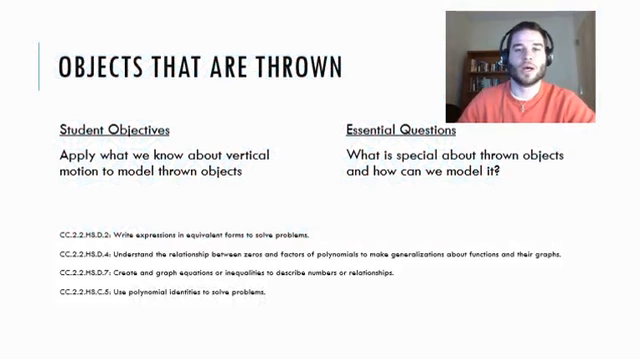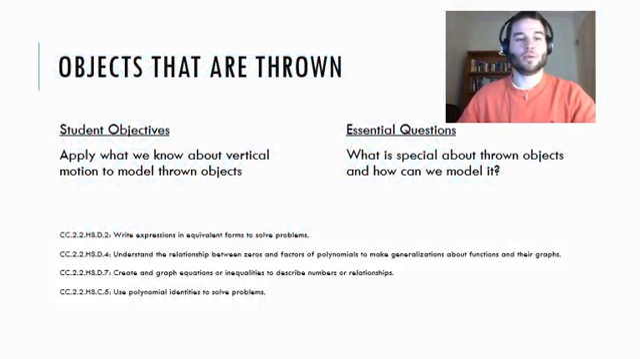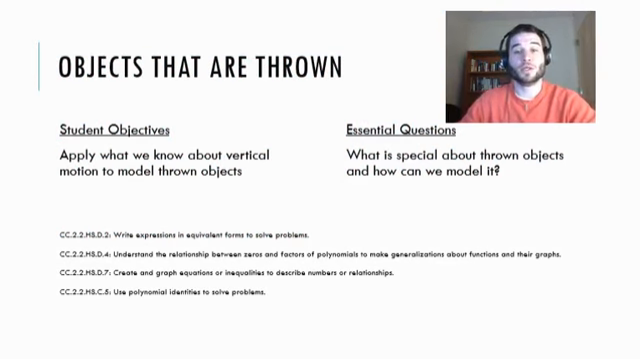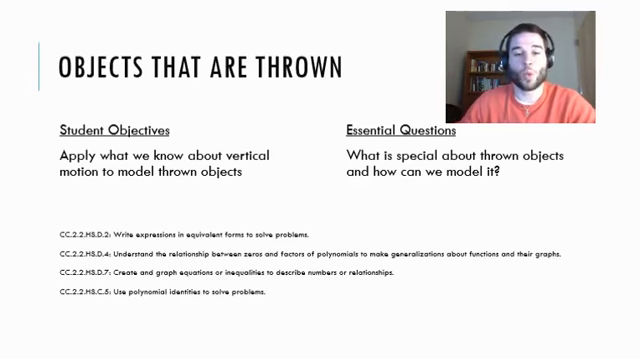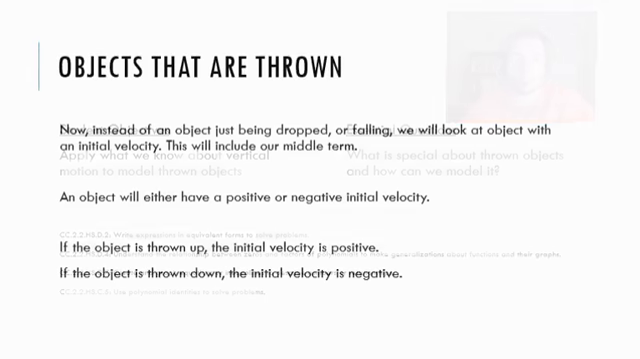The student objectives for this lesson are to apply what we know about vertical motion to model thrown objects, or launched objects, or objects that are flying through the air. Essential questions: what is special about thrown objects and how can we model them? So what's special or unique about those certain types of problems? Below you will see the Common Core standards.